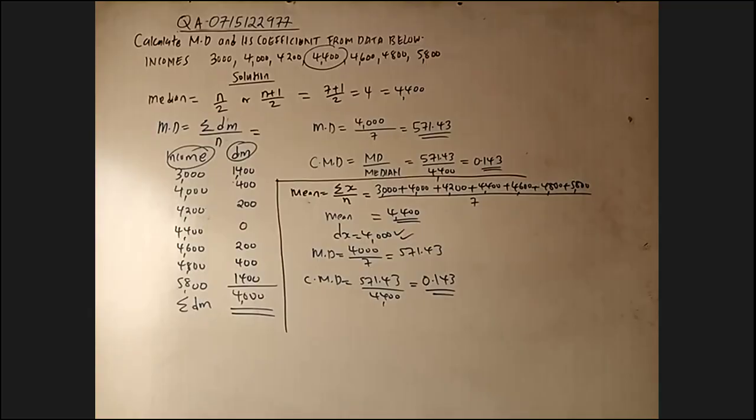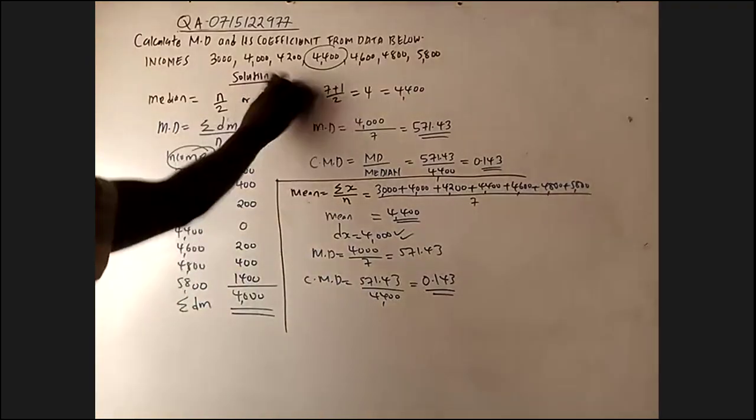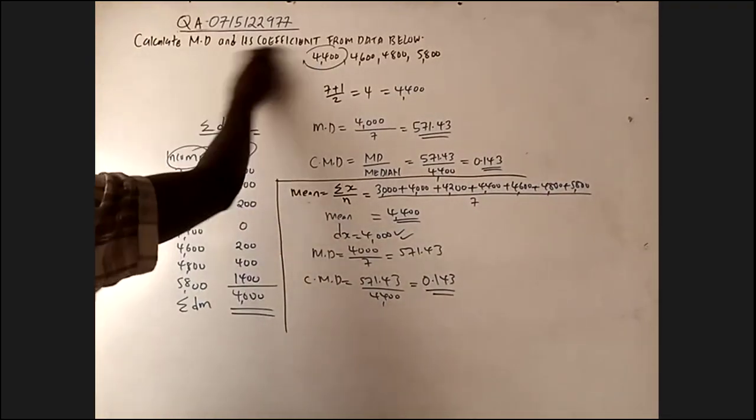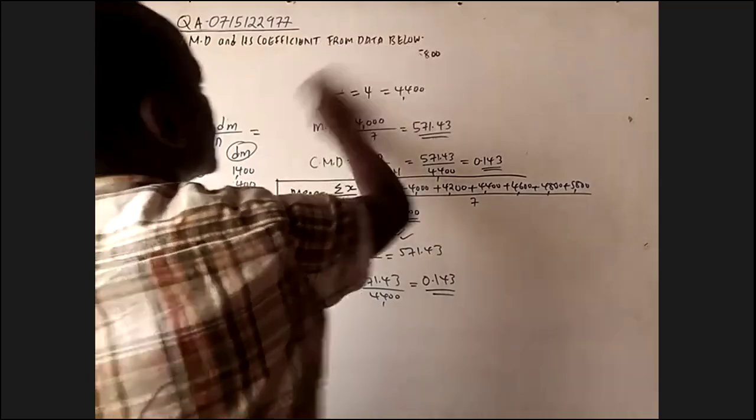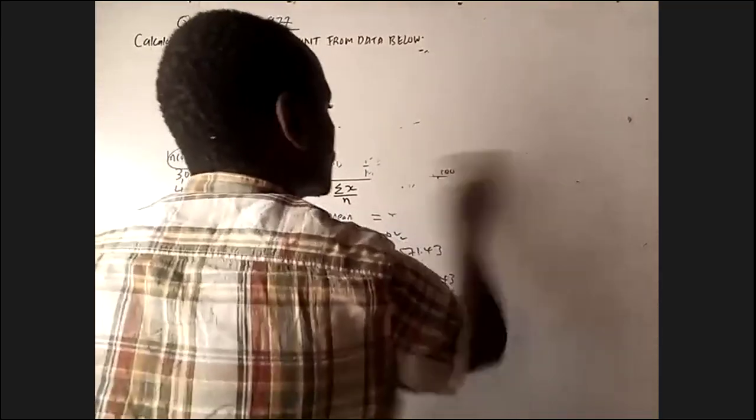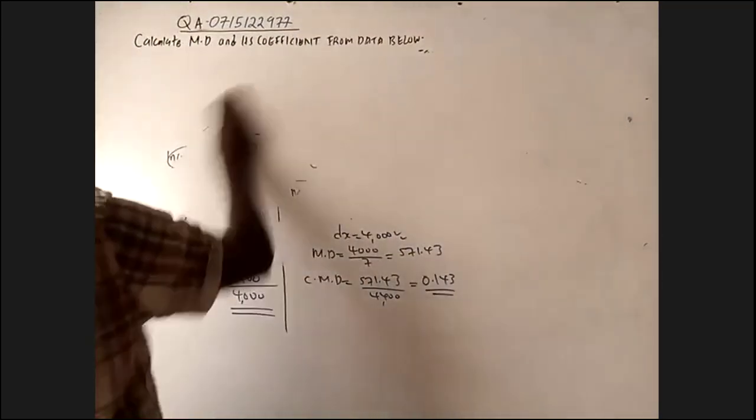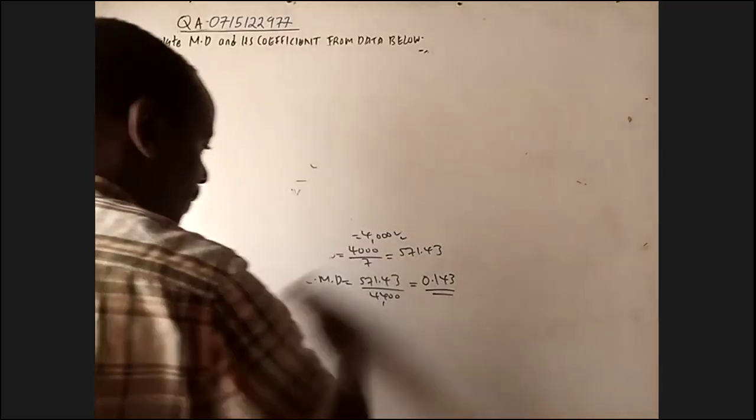So illustration number 2. Calculate the MD and its coefficient from the following data. Let me put in the data. So calculate mean deviation and its coefficient from the following data. Let me write for you the data.